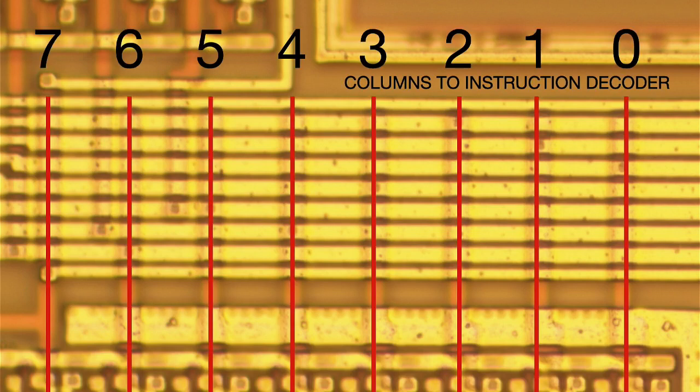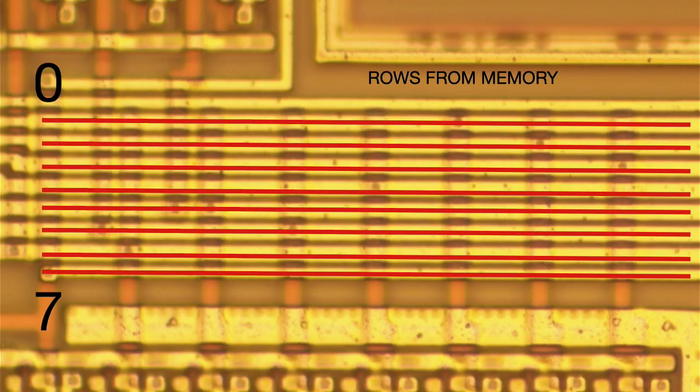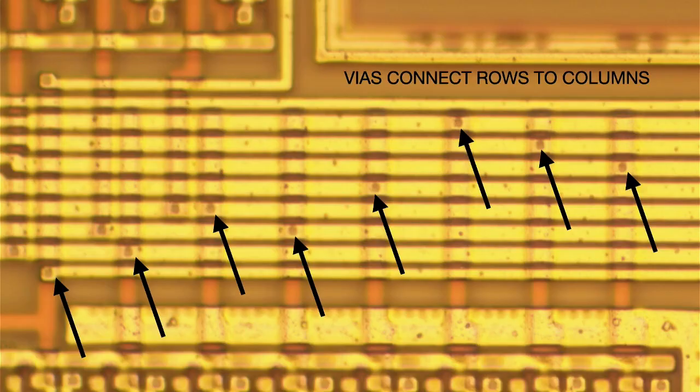These are the bits in the column order that run out to the instruction decoder. And these are the input bits that come in from memory. You'll note that there's an extra unused one at the top. I think that's a ready line or something. I haven't reverse engineered that. But what I have reverse engineered are these little circles here. What those circles do is they connect the row to the column.